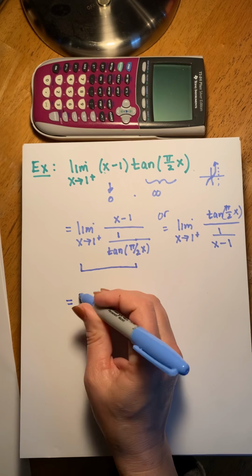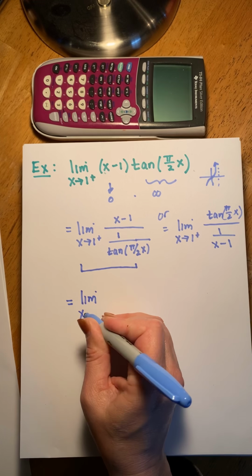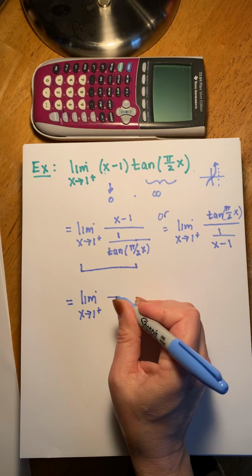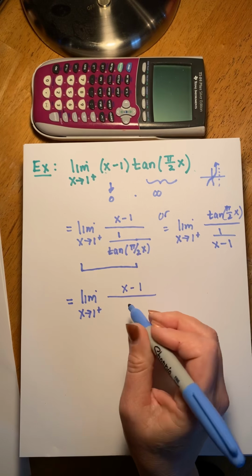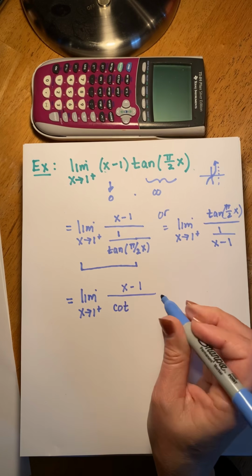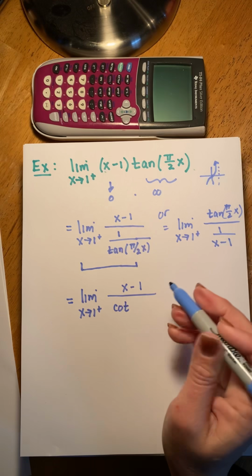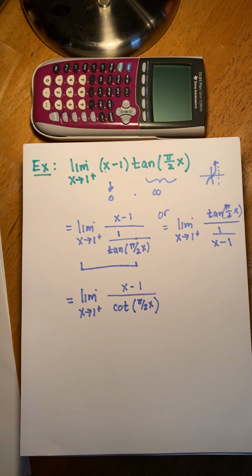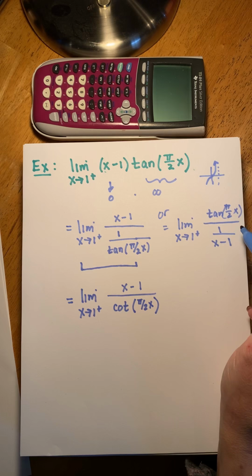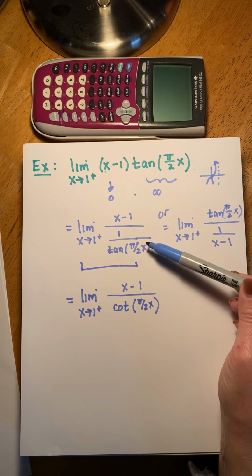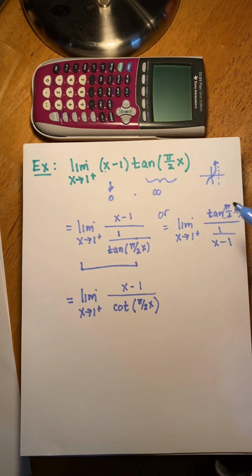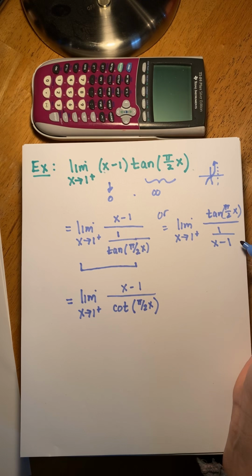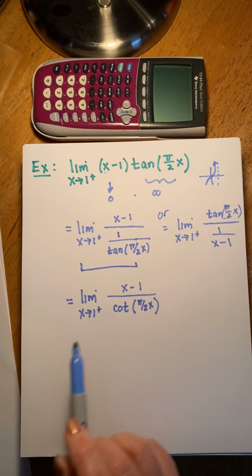I'm going to go with this one because I see this as the limit as x goes to 1 from the positive side of x minus 1 over the cotangent. Remember, 1 over the tangent is the cotangent, so we can turn this quotient in the denominator into just a trig function. I can eliminate one of the fractions in this form, whereas in the other form I can't, and we would create a fraction inside of a fraction.